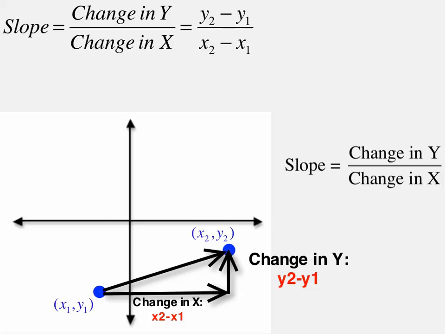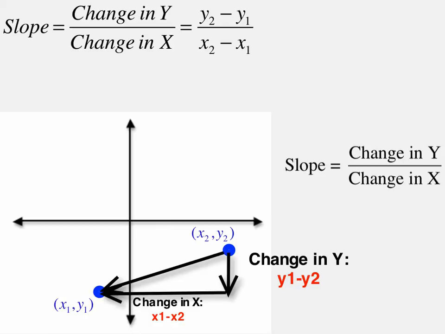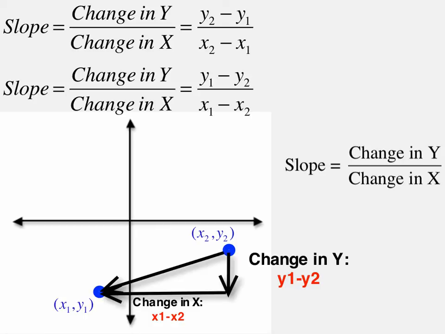Of course, we could have gone in the other direction. And in doing so, we would have found that our slope was y1 minus y2 over x1 minus x2. And just like in all of our previous examples, it didn't matter in which direction you went to find your slope as long as you were consistent with your coordinates.